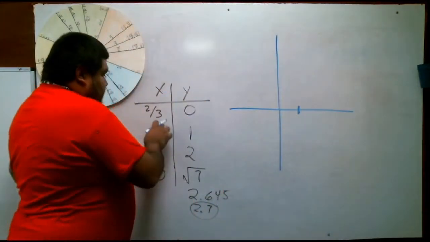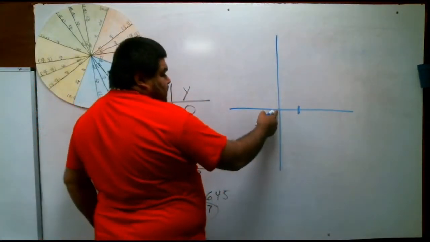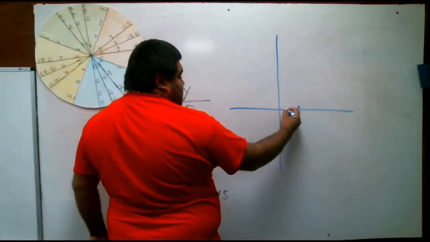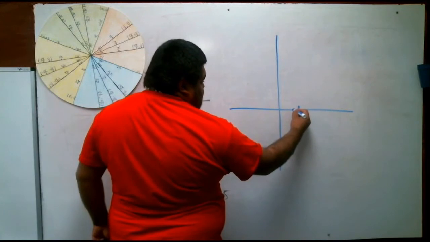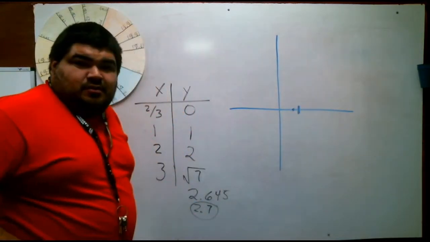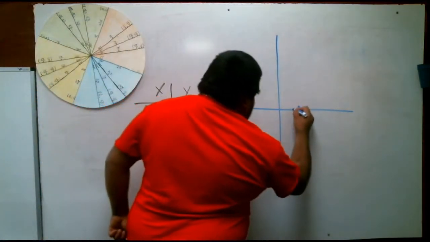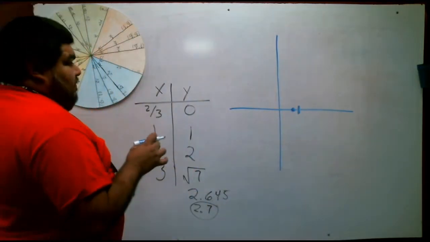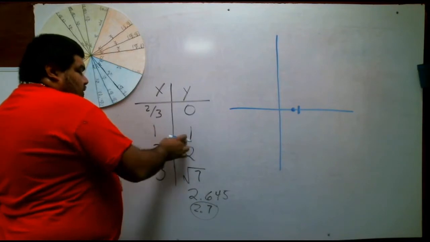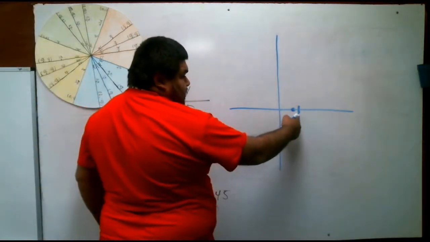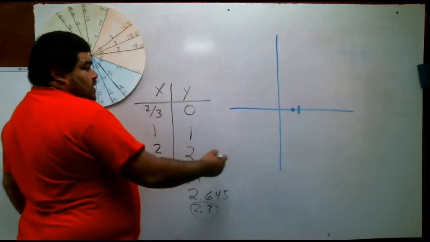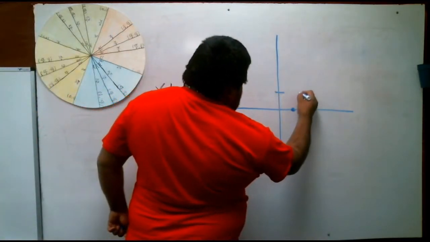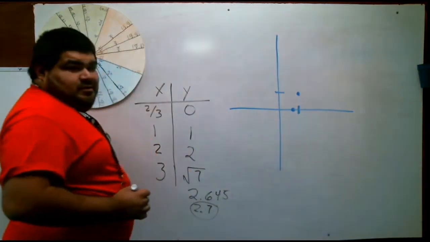So the 2/3 and 0, okay? We're not going to go anywhere on the y. We're going to stay on 0, and we're going to go 2/3. So we're going to have our point close to 1, okay? Hopefully you guys can see it. Now that we have that, we have 1 and 1. So we're going to go to 1, but we're also going to go 1 on y. So 1 and 1. We have our second dot.